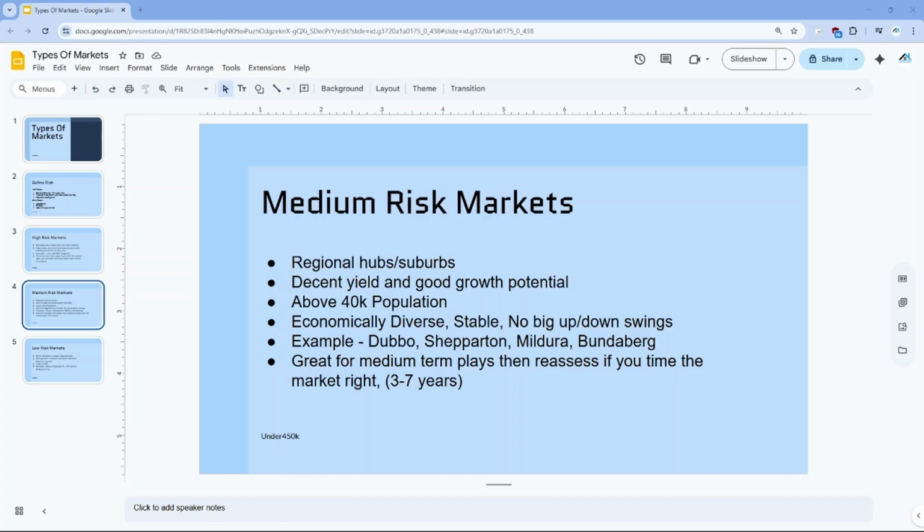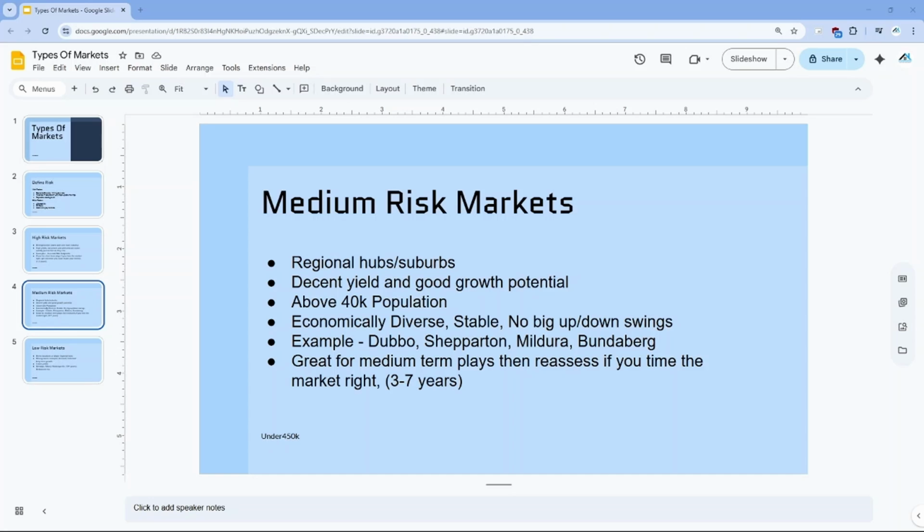I like to classify these as suburbs or regional areas with a population of greater than 40,000 people. They're usually very economically diverse or diversifying. They're very stable, with no big up or down swings. They may have gone through periods of stagnation, but overall they have been stable in terms of historical price growth. Some suburb examples that you will see are Dubbo, Shepparton, Mildura, Bundaberg, and more.